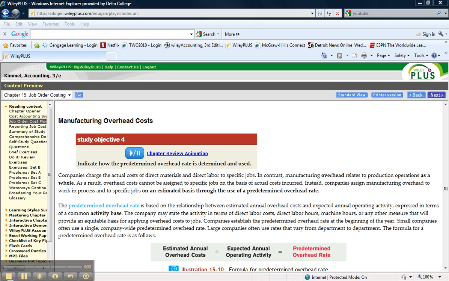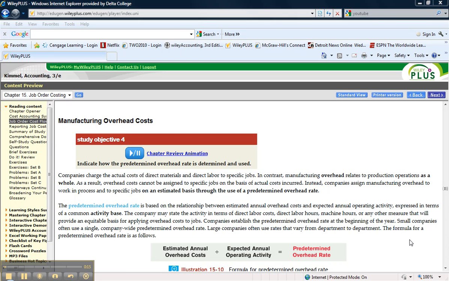Assigning overhead costs to jobs can be pretty tricky, so you're going to have to read through this maybe a couple times until you really get it. Maybe look at this chapter animation too, to have somebody else explain it to you in addition to me. But basically, think about a T account for overhead costs.